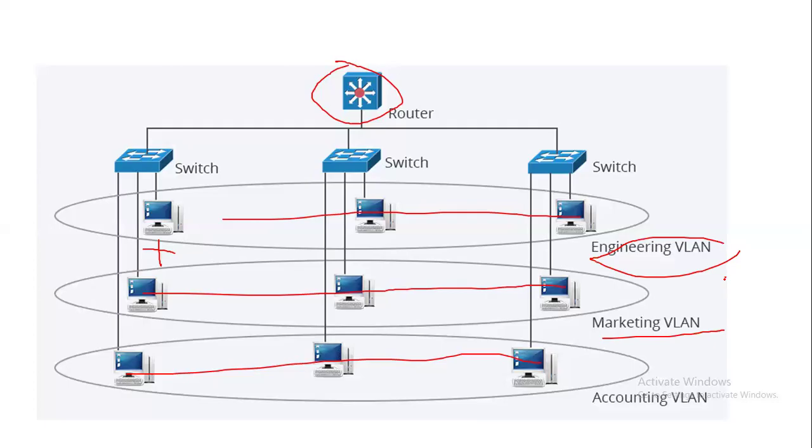Now, is that clear, how the VLAN is working and what the VLAN is? VLAN is Virtual Local Area Network. If you know about the local area network, I have already created one video on LAN, MAN, WAN, and you can go through that video. You will get a better idea. Now in this scenario, segmentation is happening in the VLAN.